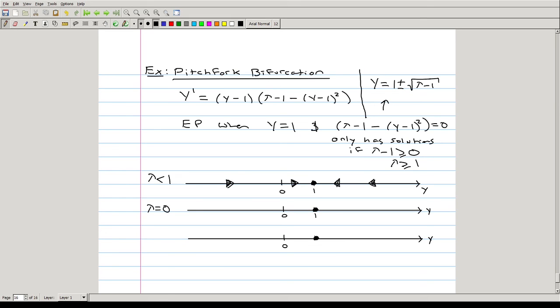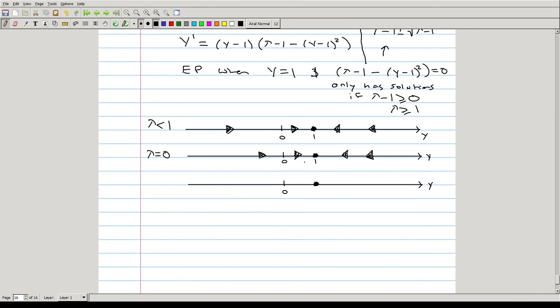And this expression will be negative (y minus 1) squared, which is going to be negative times y minus 1. So this will still be positive when y is less than 1, because you get negative times negative, which is positive. And then when y is greater than 1, it will be negative. So even at lambda equals 1, this 1 remains an asymptotically stable equilibrium value.